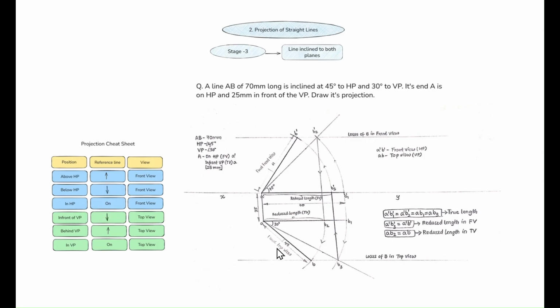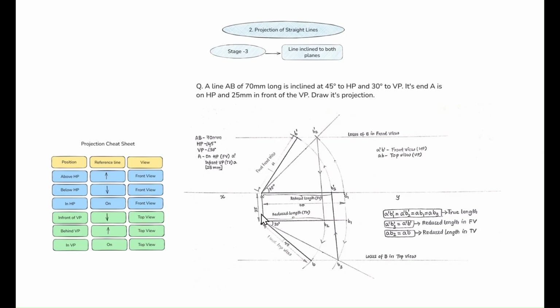So A is on HP. You will plot A dash, since it is HP, there will be a dash or apostrophe. Next, 25 mm in front of VP. You know that joke that I made you remember about "in front", so that you can plot that point. And its end A is on HP and 25 mm in front of VP.